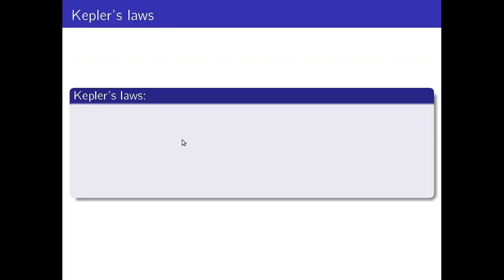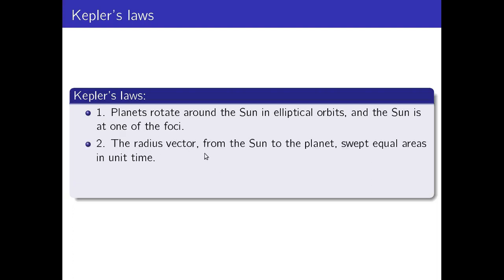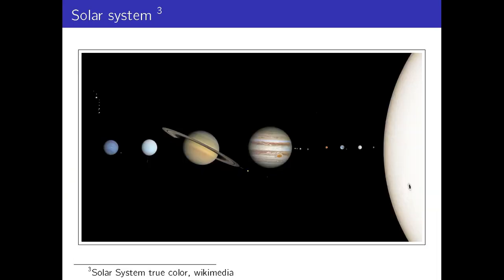Kepler gave three laws concerning planetary rotations by studying mainly the motion of Mars. These three laws are: planets rotate around the Sun in elliptical orbits and the Sun is at one of the foci. The radius vector from the Sun to the planet sweeps equal areas in unit time. The square of the period of a planet is proportional to the cube of the semi-major axis.